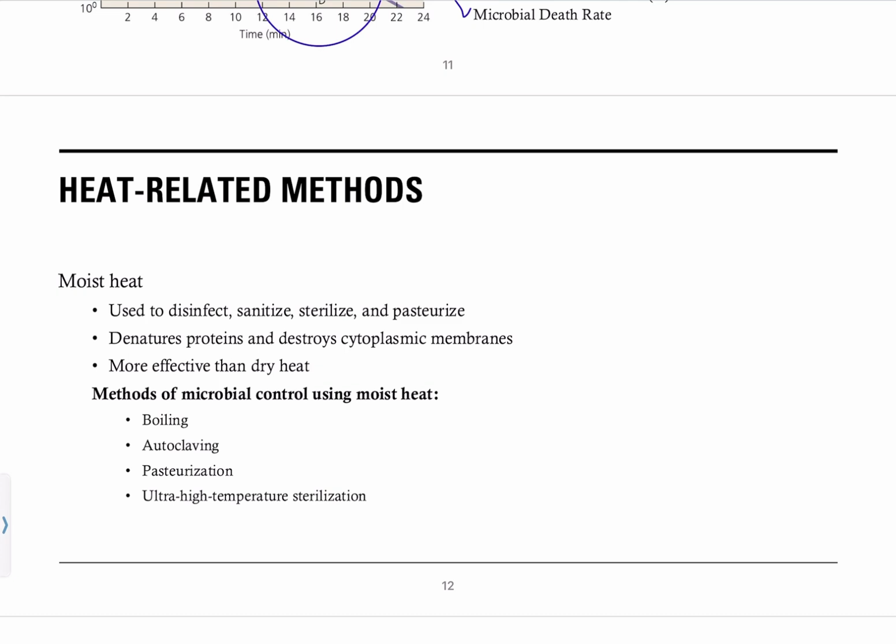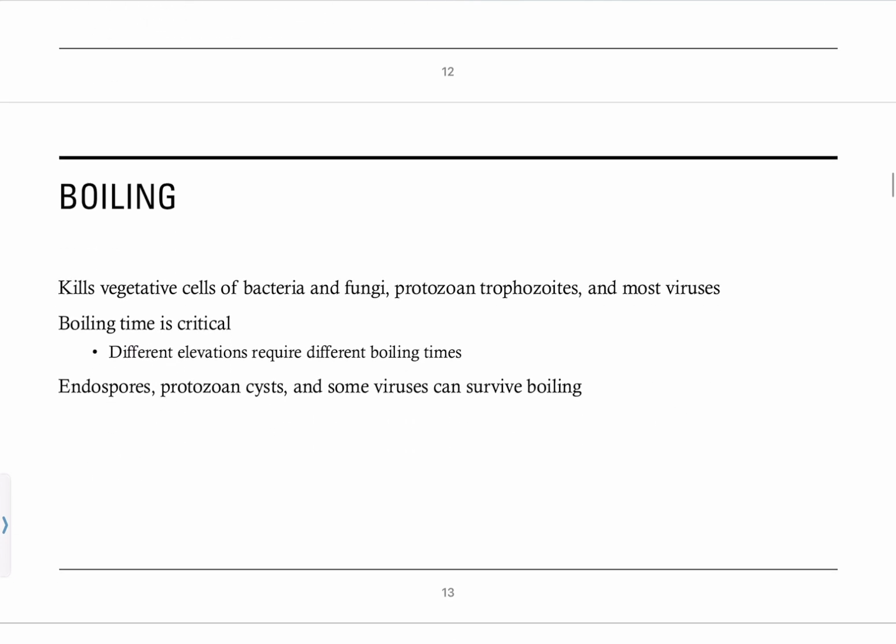So that's because moist heat is going to damage those same things, our proteins, our membranes, and it really does make for an excellent disinfectant. It's also going to be involved in sanitation, sterilization, and pasteurization. And the reason why we use a lot of moist heat is because it works fast. So it is a very common tool in both the clinical and the food settings that I just talked about.